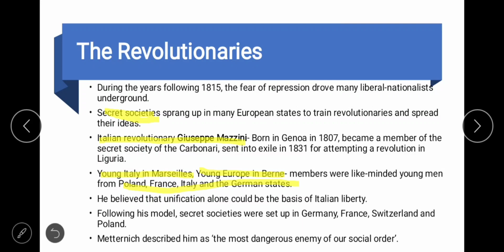Among the educated elite across Europe, the Greek War of Independence mobilized nationalist feelings. This Greek War of Independence is an important thing to be noted.